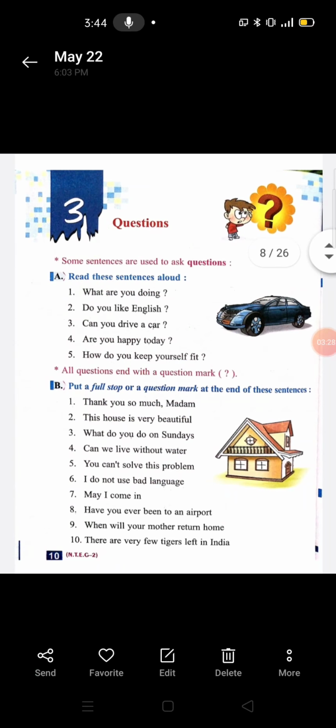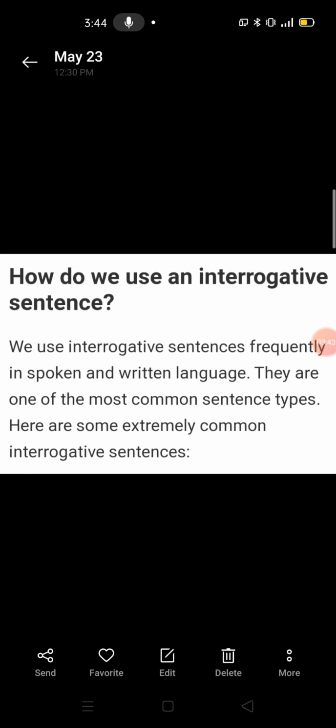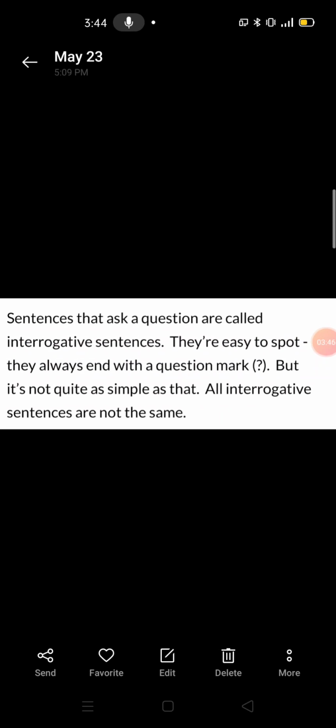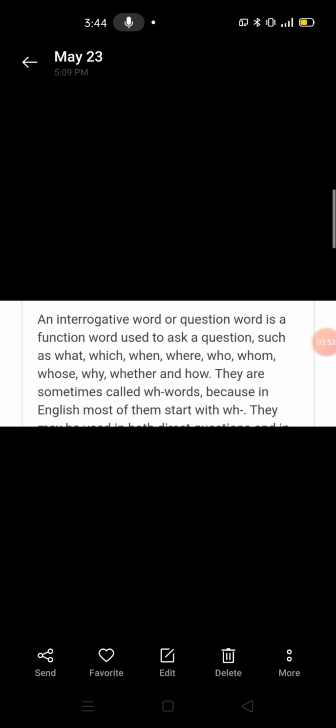Always remember, all questions end with a question mark. Some question words are who, where, when, why, what, which, how, etc. They are easy to spot. They always end with a question mark. They are sometimes called WH words because in English most of them start with WH.